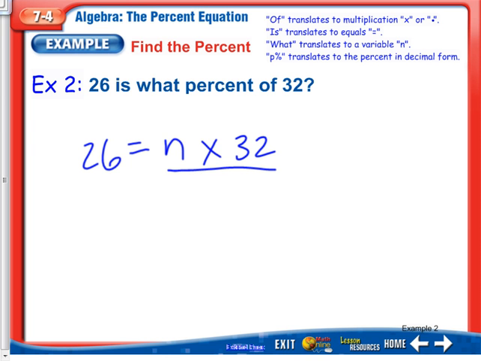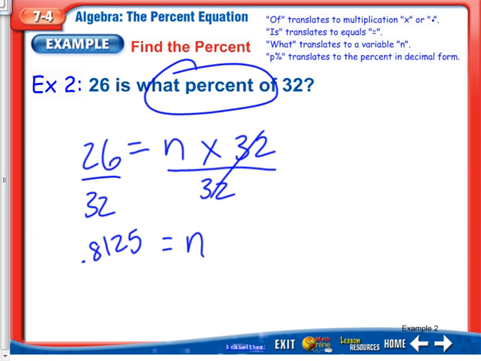So we have to do the opposite of multiplication, which is division, and divide by 32 on both sides. That will cancel your 32s, and we'll get n is equal to 0.8125. Now again, the question asks for a percent, so we need to convert this to a percent. The emphasis there is on the R, percent. We've got to move it 2 times to the right, so 1, 2.